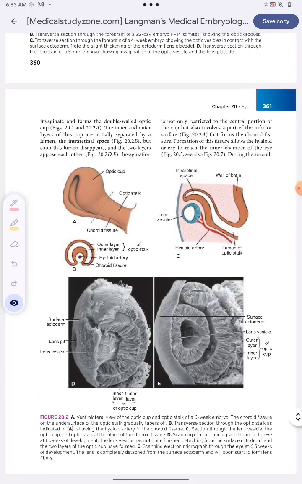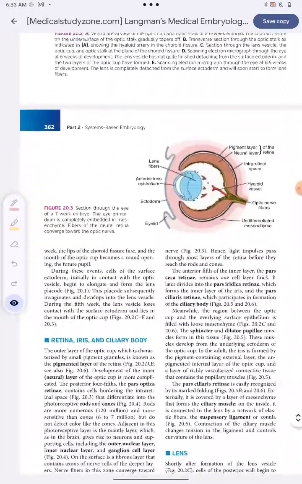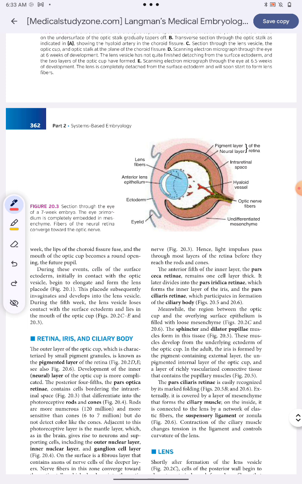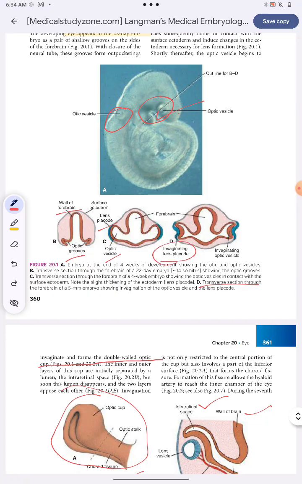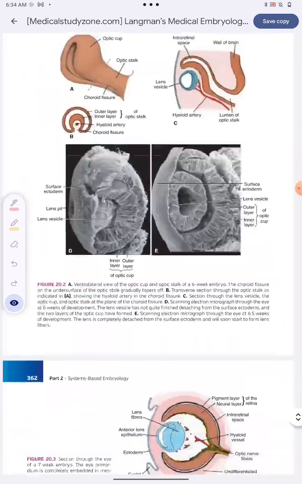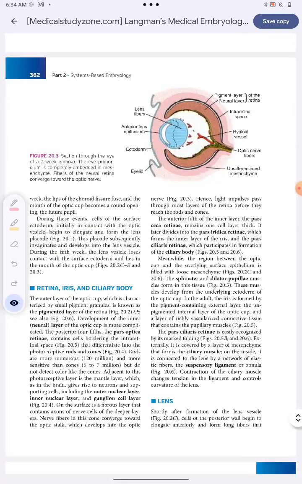Now, during the seventh week, the lips of the choroid fissure fuse and the mouth of the optic cup becomes a round opening, the future pupil, right? During these events, cells of the surface ectoderm initially in contact with the optic vesicle begin to elongate and form a lens placode. You can see here, as we have discussed, this is a lens placode which is invaginating. During the fifth week, the lens placode loses contact with the surface ectoderm and lies in the mouth of the optic cup.